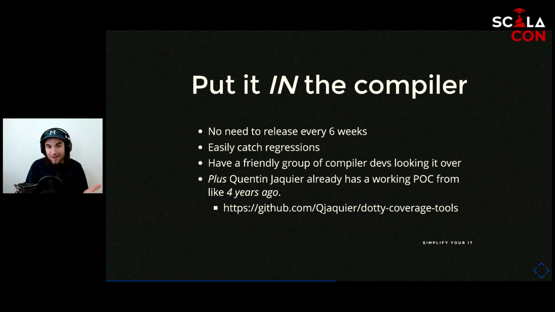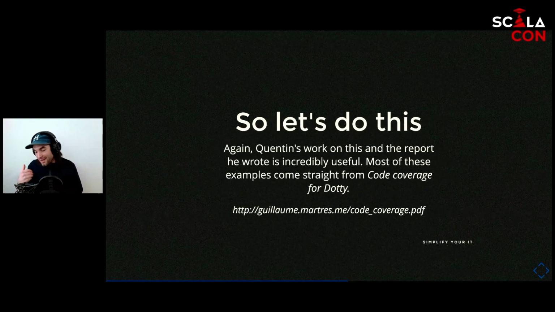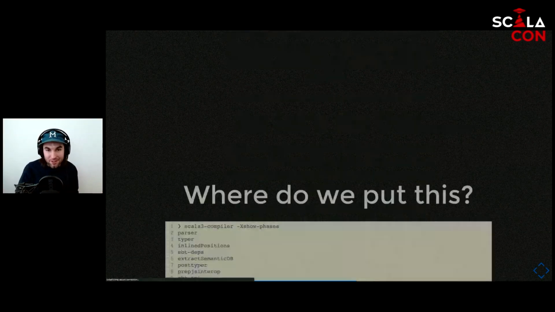So let's try to explain how this is done. And again, I want to say that Quentin's work on this and the report that he wrote is incredibly useful. Most of the examples that I'm about to show you come from his paper, Code Coverage for Dotty. There's a link here so you can even go read the paper if you want. I want to be very clear that I'm working just on the shoulders of other people here with this.